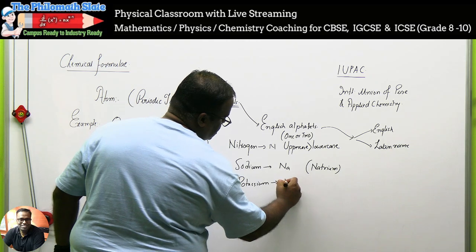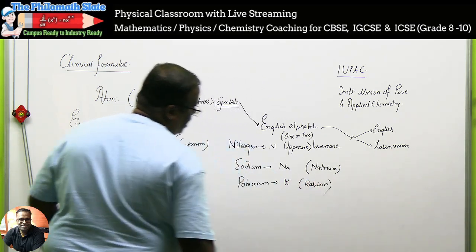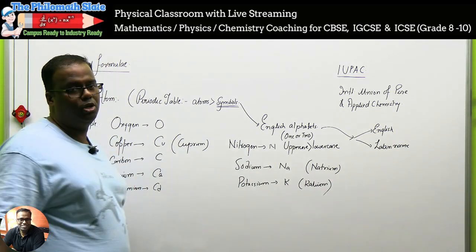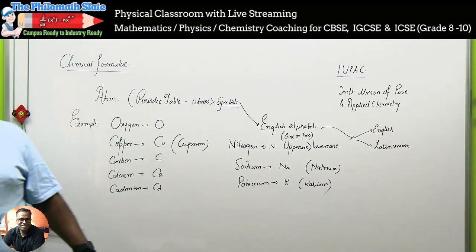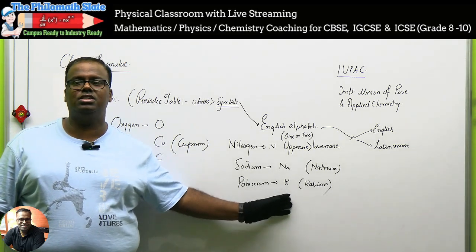Potassium was first in the K series, and it came from the Latin name called kalium. However, something like krypton was discovered later. So krypton could not get the symbol K. K is already taken. So krypton takes Kr.